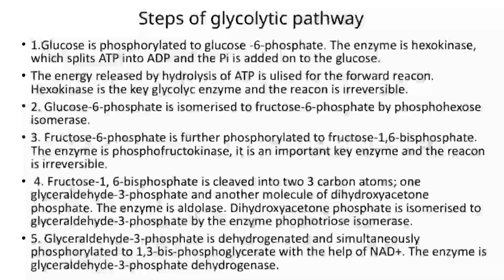Moving on, fructose 1,6-bisphosphate is split into two 3-carbon molecules, glyceraldehyde 3-phosphate and dihydroxyacetone phosphate, by aldolase. These two molecules are interconvertible. Dihydroxyacetone phosphate is isomerized into glyceraldehyde 3-phosphate by triose phosphate isomerase. This split sets the stage for energy extraction in the subsequent steps. Finally, glyceraldehyde 3-phosphate undergoes dehydrogenation and phosphorylation, transforming into 1,3-bisphosphoglycerate.